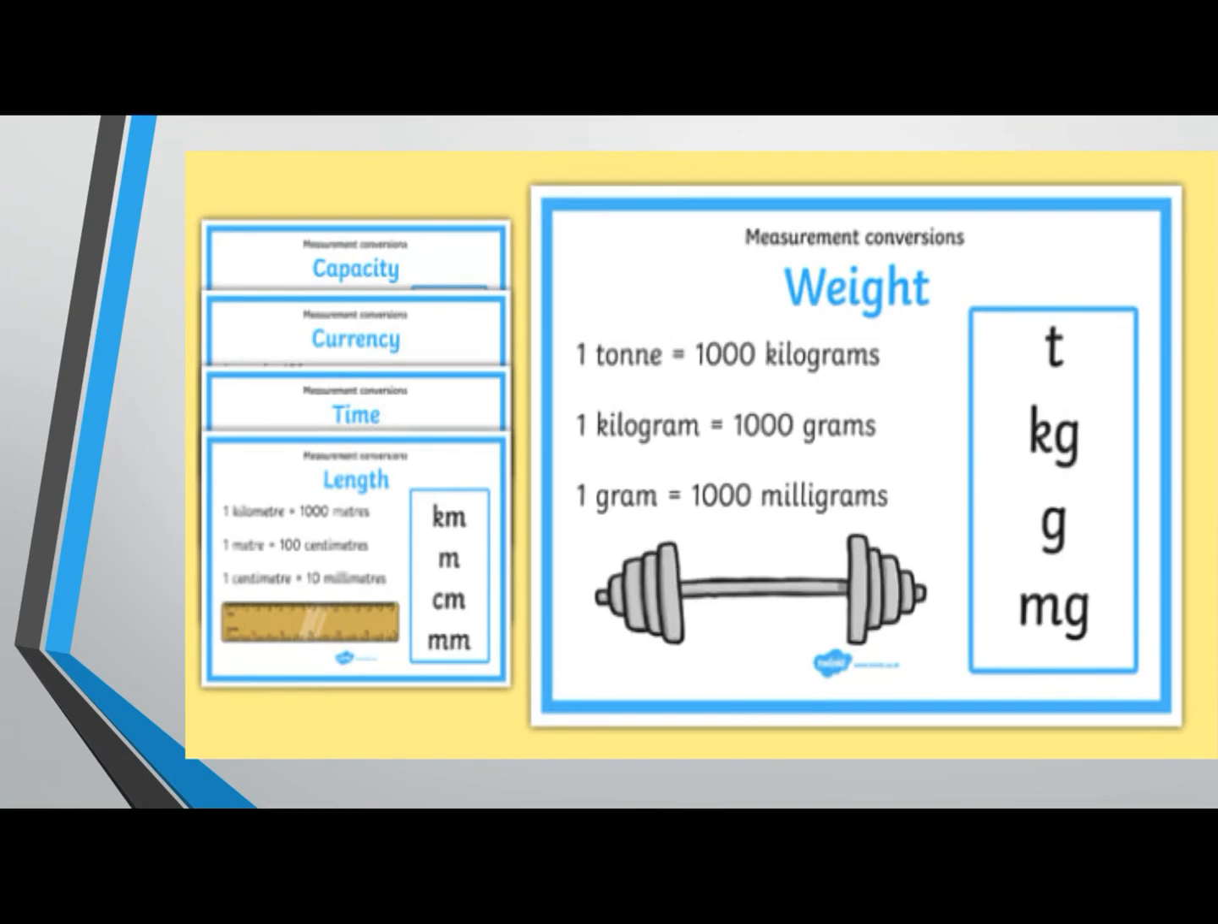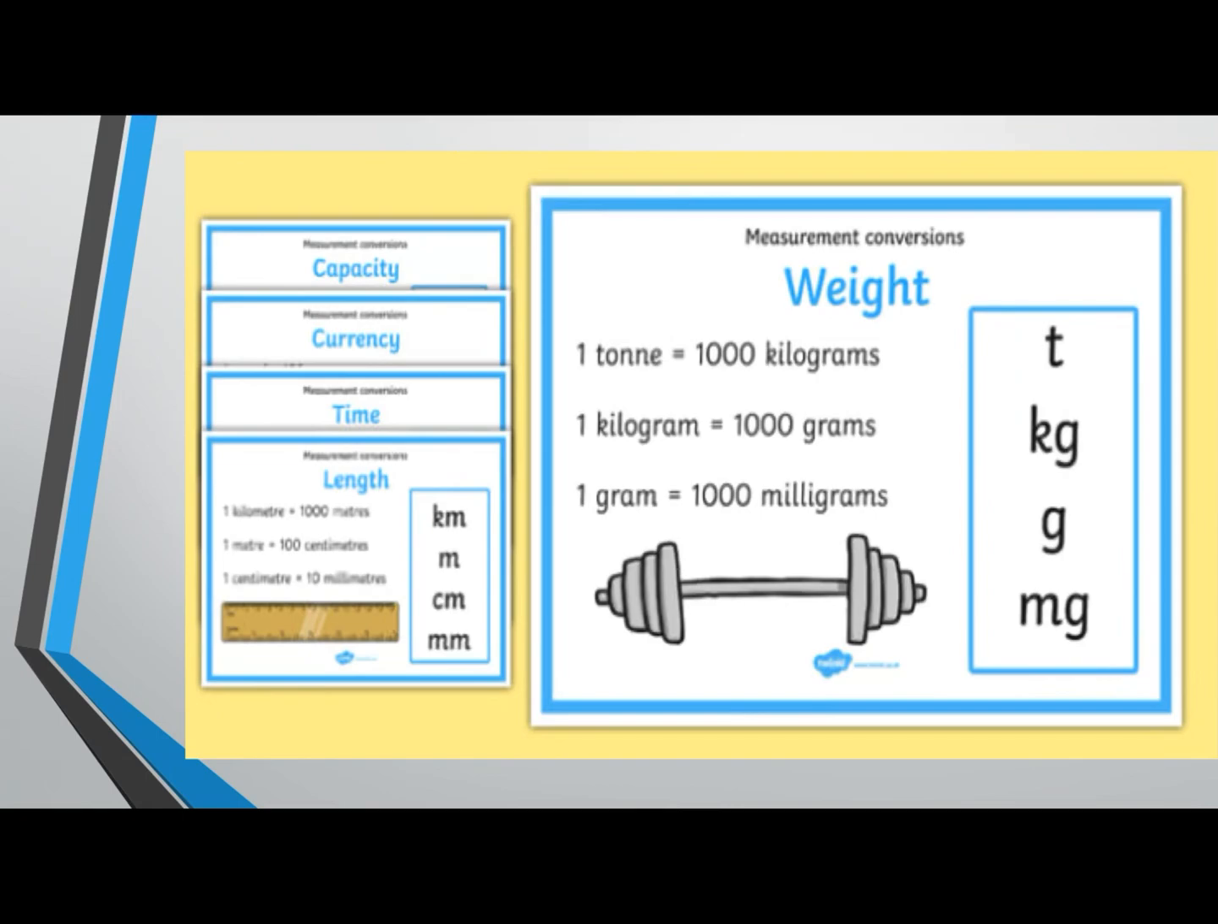Now here are some of the measurement conversions. You just look here. 1 ton is equal to 1000 kilograms. 1 kilogram is equal to 1000 grams. 1 gram is equal to 1000 milligrams. You have to understand and you have to remember also.